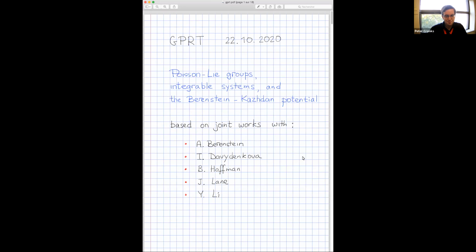Okay, right. So I'll be speaking about Poisson-Lie groups, integrable systems, and the Berenstein-Kazhdan potential. Poisson-Lie groups and integrable systems are two huge fields, so this will be just some very small portions and a very partial view of those two things, even though I'll probably spend most of my time on giving some kind of adapted introduction to those two topics.